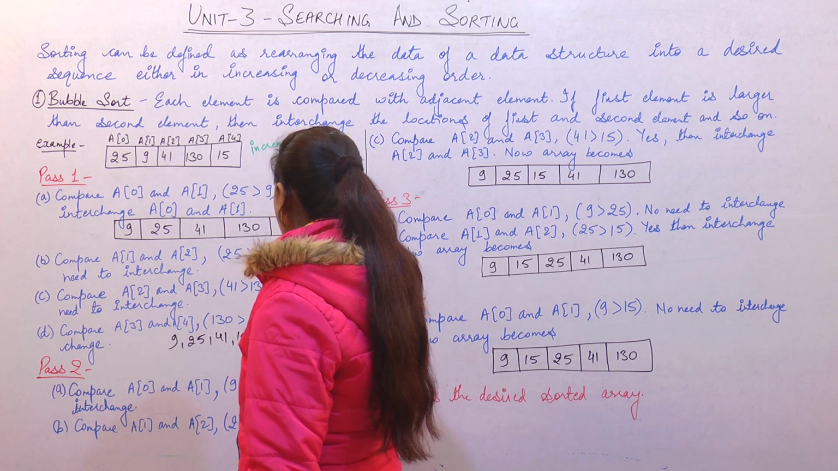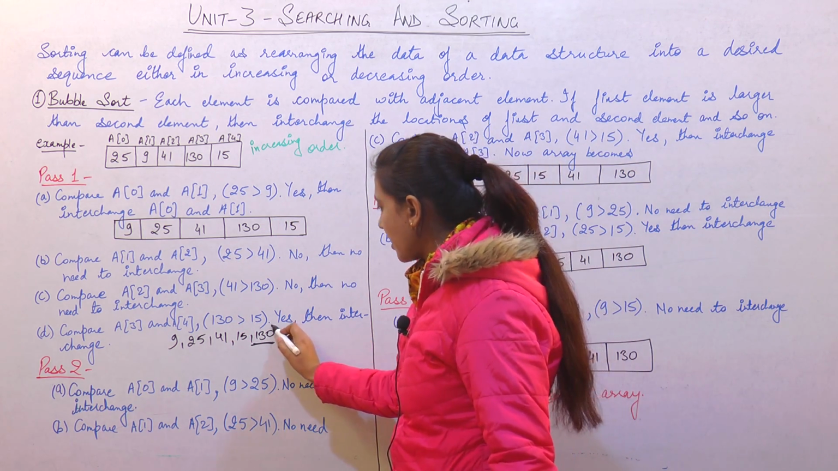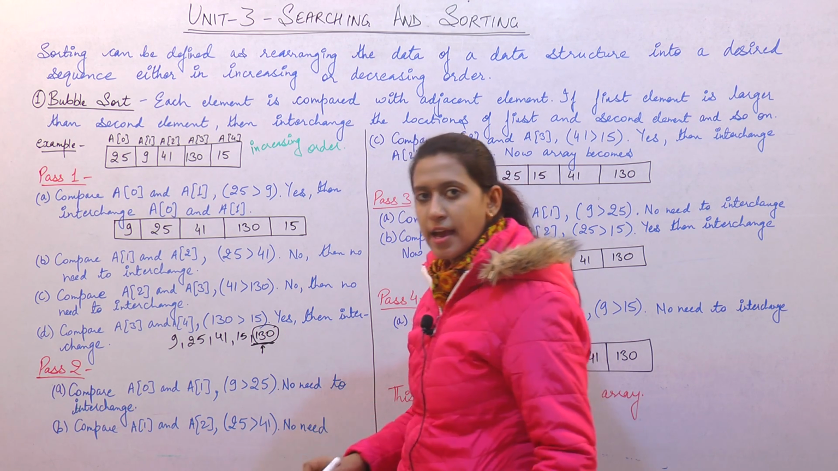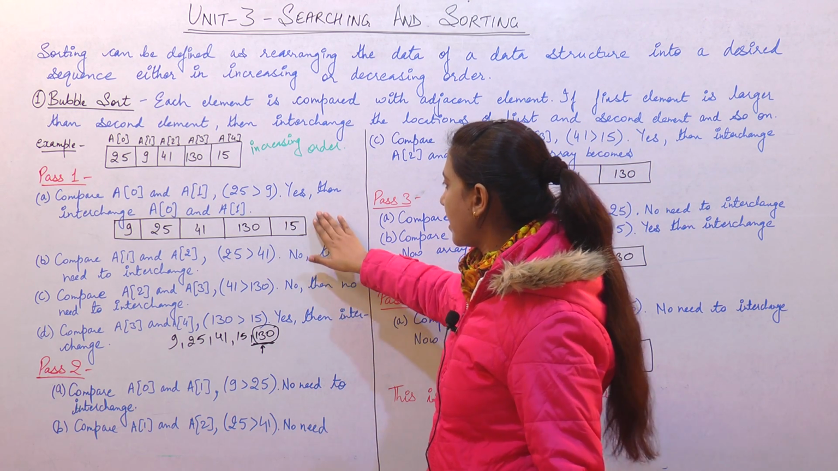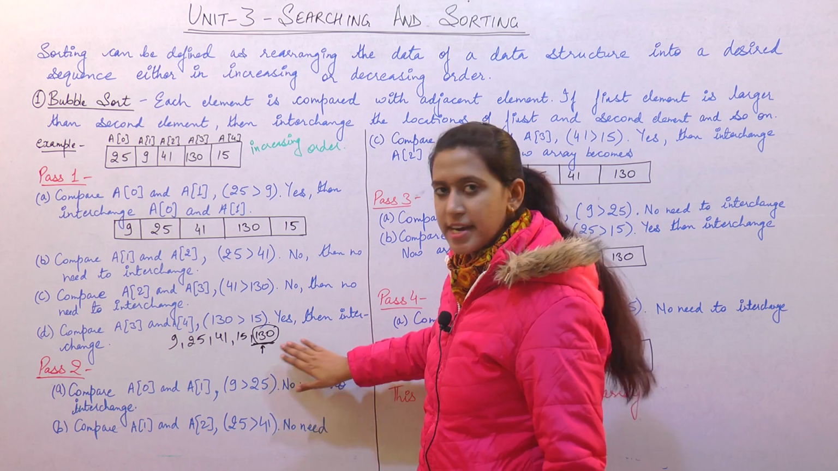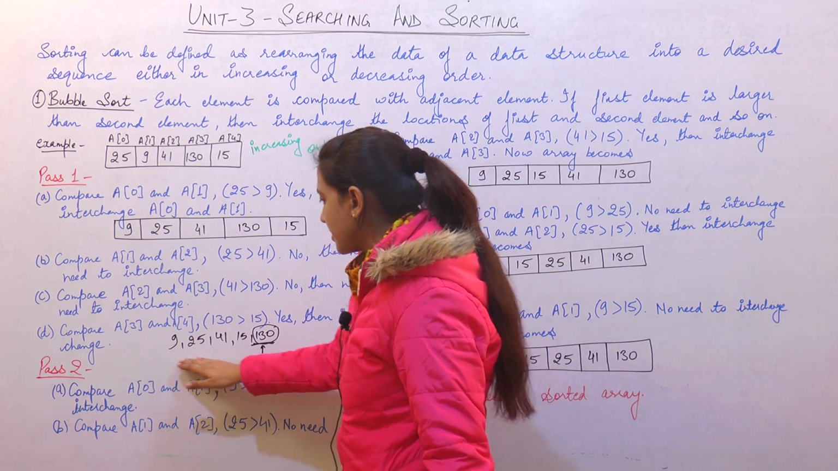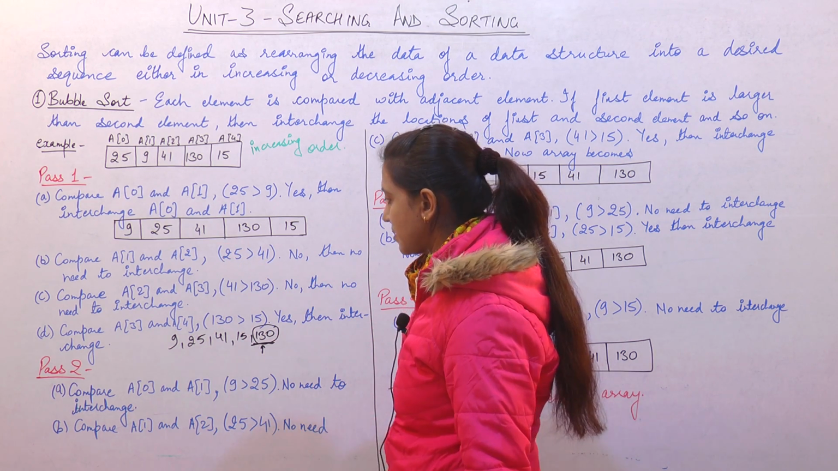Now see, after the completion of the first pass, our largest element got sorted at the end of the array. So in the first pass, we got the largest element sorted at its proper place. Now this is our resultant array of the first pass.